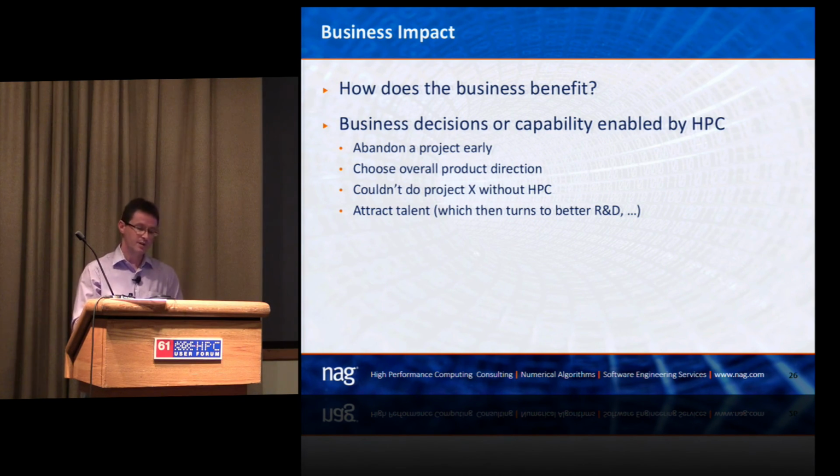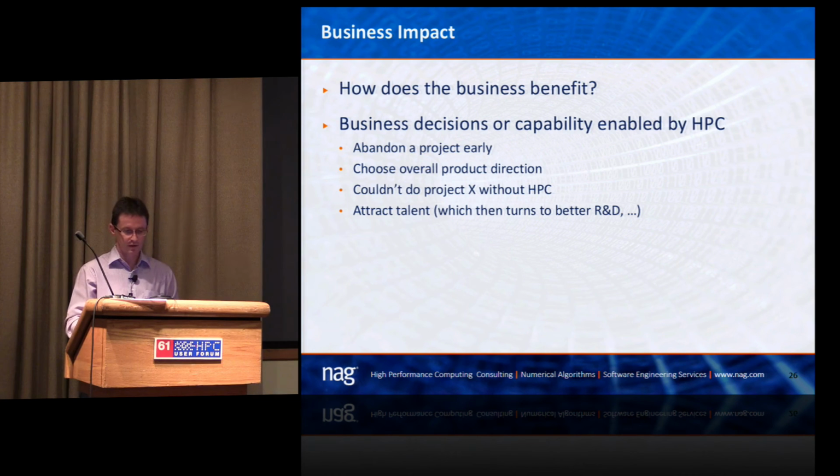Another one we've come across recently is attracting talent. Universities do this all the time. As part of trying to attract a significant researcher to an institution, they'll deploy an HPC system to give them a facility to work with. We've seen the same in industry a couple of times. Large organizations want to talk about the large HPC facilities they've got so that they become an attractive site for researchers to come and work at. And then obviously the business value that's generated by having those high-profile researchers on site will generate better R&D.